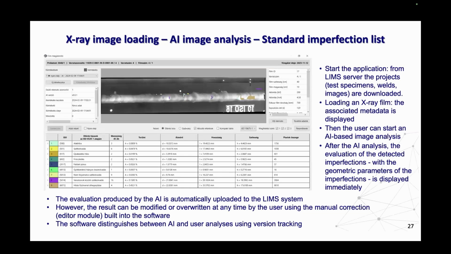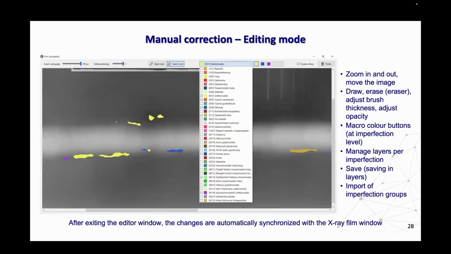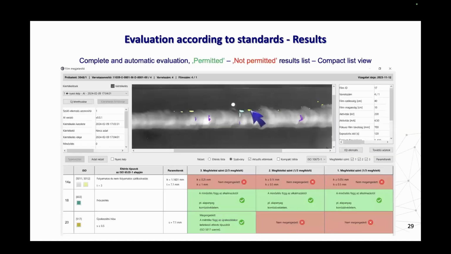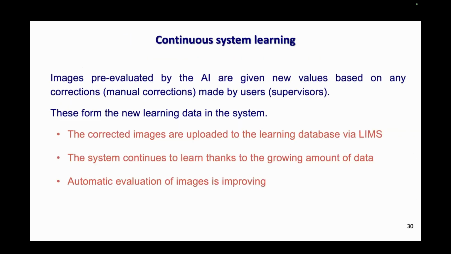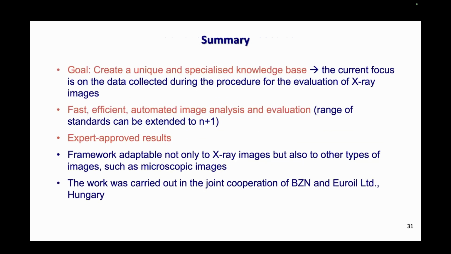And though it seems to be quite a robust tool, what we have can evaluate X-ray films recently based on only three standards, and based on manual correction, we can improve the efficiency of the AI recognition of the imperfections, flaws and indications. As a conclusion, we can say this is a continuous system learning solution. What we corrected manually is used in later evaluation. And what was the goal? I guess we were successfully satisfied and completed.